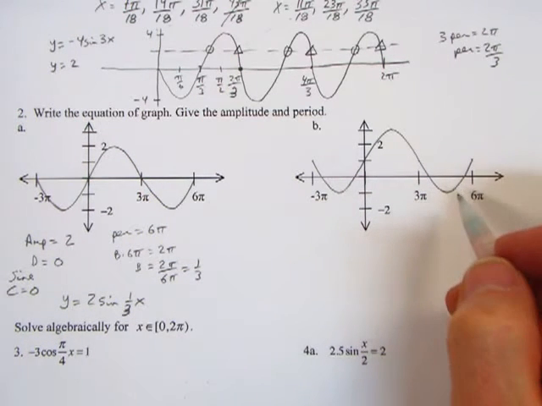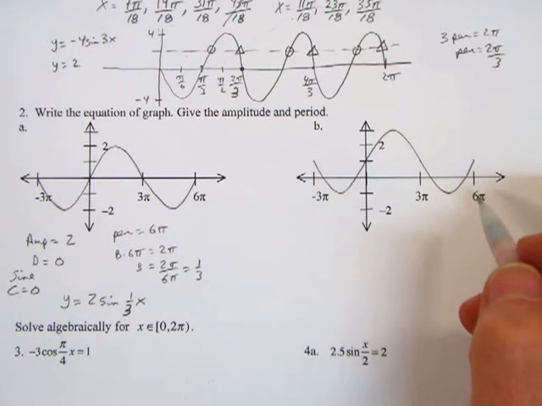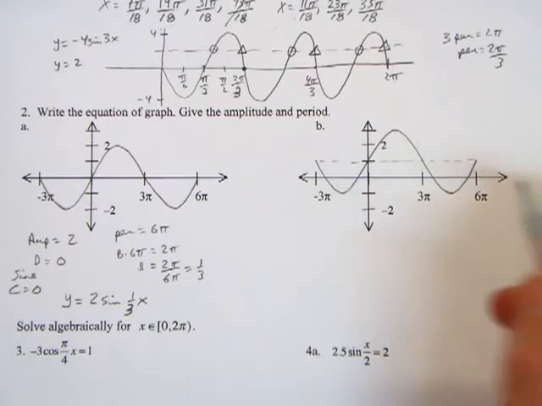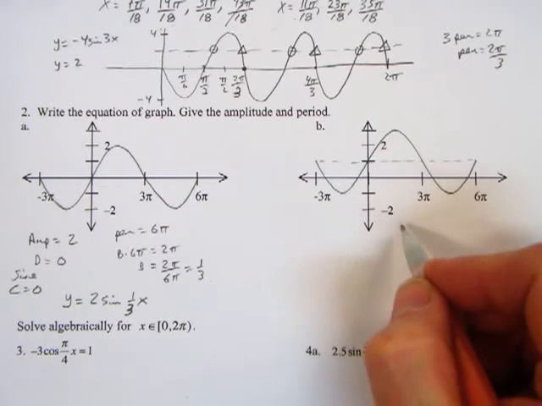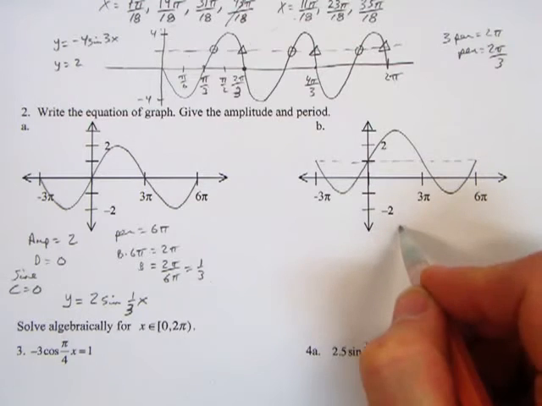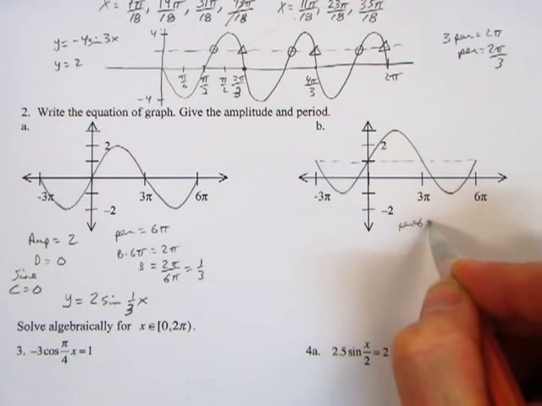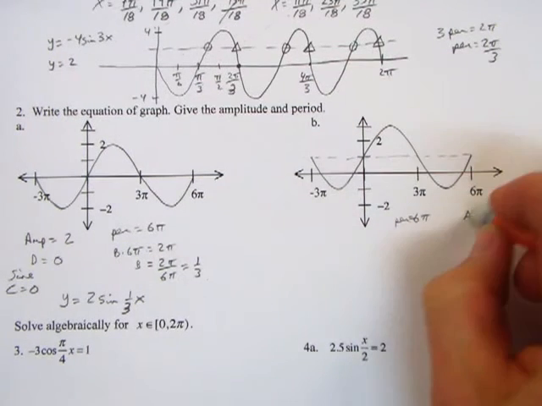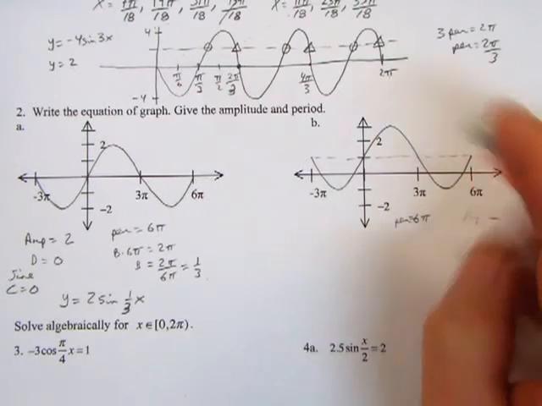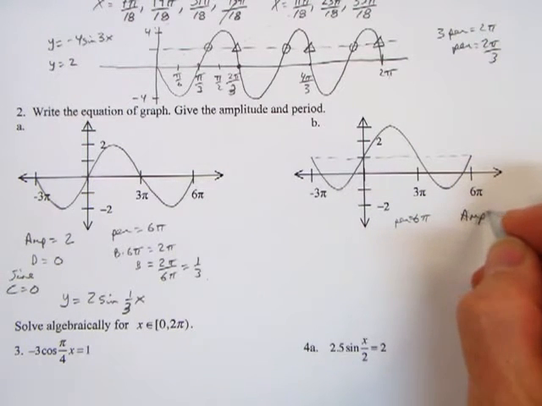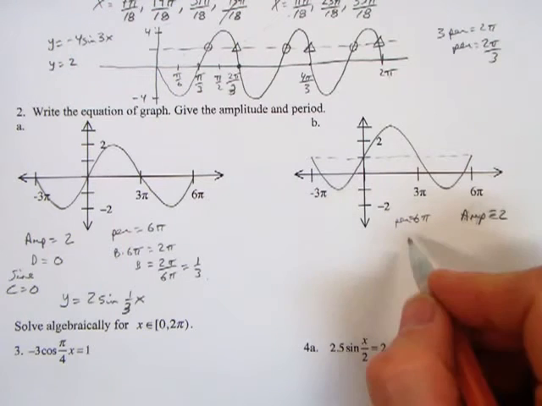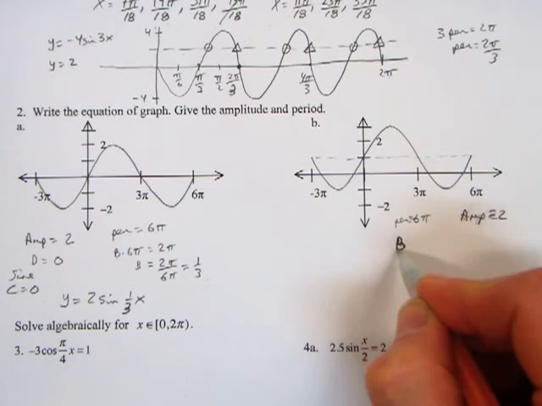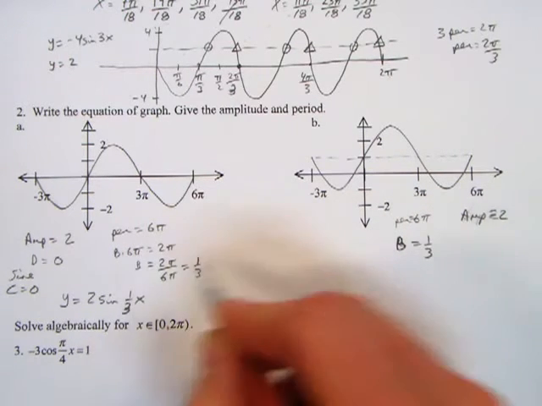Okay, now let's take a look at the next one. This one, you should notice, is very similar to it. We can draw that line in, and the period here again is 6 pi. The amplitude again is 2. Let me rewrite that. We have the a value, we have a b value. It's going to be the same as what we just found over here.